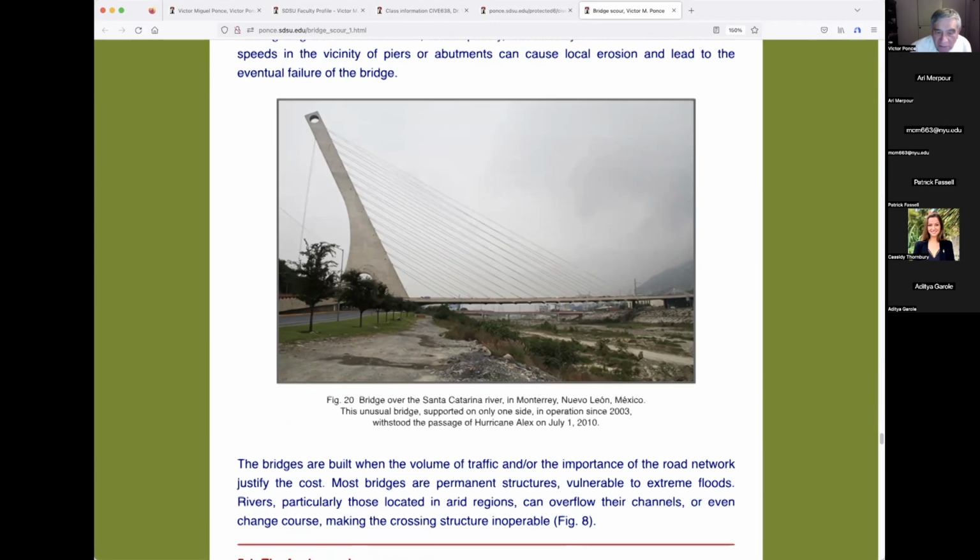The Santa Catarina River is a mean river because normally it doesn't have any water, but when it charges, it charges tremendously. It can overflow its banks. Every 20 years, I think, the Santa Catarina overflows its banks. You can see that's a huge river. I have a picture that I believe I've shown you before, either to you or to the other class, where the Santa Catarina River in Monterrey, Mexico, is actually overflowing. So that's a huge discharge.